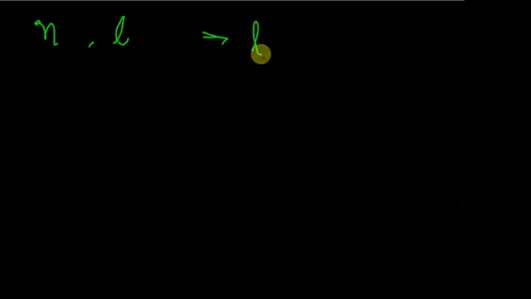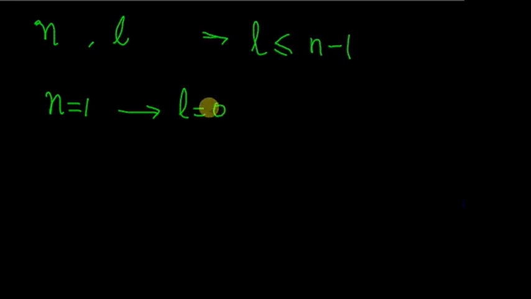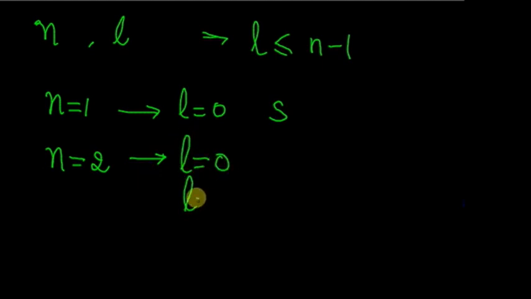L can take up to n minus 1 values. So, what does that mean? For the first shell n equal to 1, L can take n minus 1 values. Then L takes the value of 0. And the value L equal to 0 corresponds to the s orbital. Similarly, for n equal to 2, L can take two values, either L equal to 0 or L equal to 1, which correspond to the s and the p orbital.